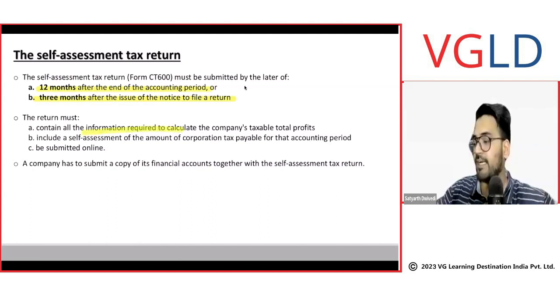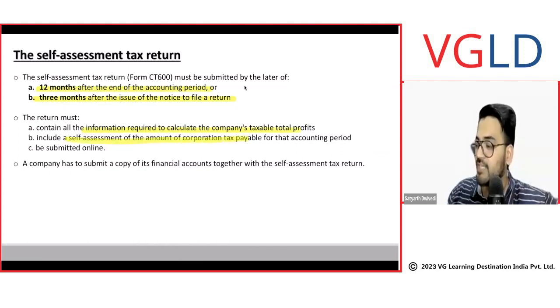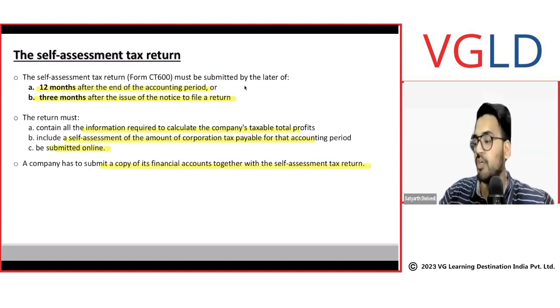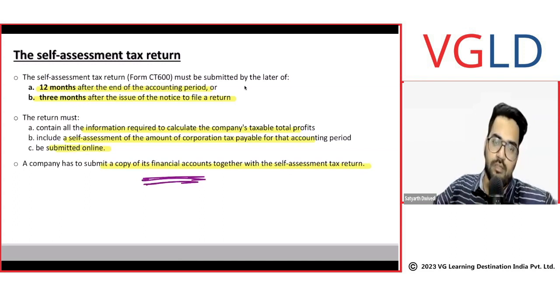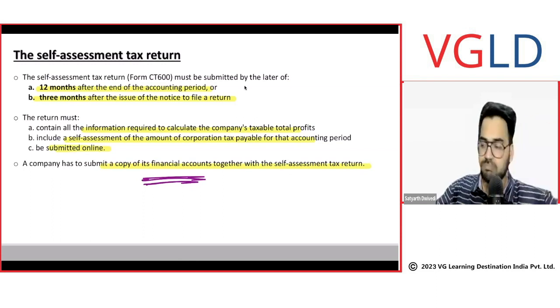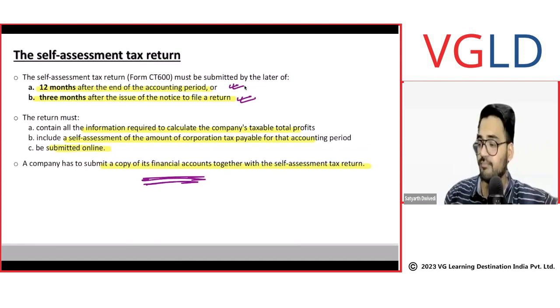It must contain all the information required to calculate the profit. Also, it should include a self-assessment of the corporation tax payable, and the return has to be submitted online. The company has to submit a copy of the financial accounts together with the self-assessment tax return. You have to submit the return by the later of 12 months from your AP or 3 months after issue of the notice. Is that clear?